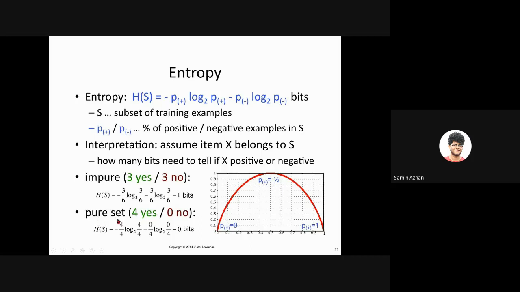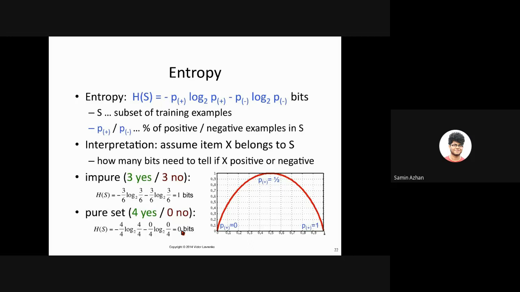And in a pure set, let's say all the values are yes or all the values are no. In this particular example, all the values are yes. If there are four rows of data and all of them are yes, and we try to calculate the entropy, it would give us 4 divided by 4 log 2 of 4 divided by 4. And this is 0 and this is 0. So 0 minus 0 would give us 0.